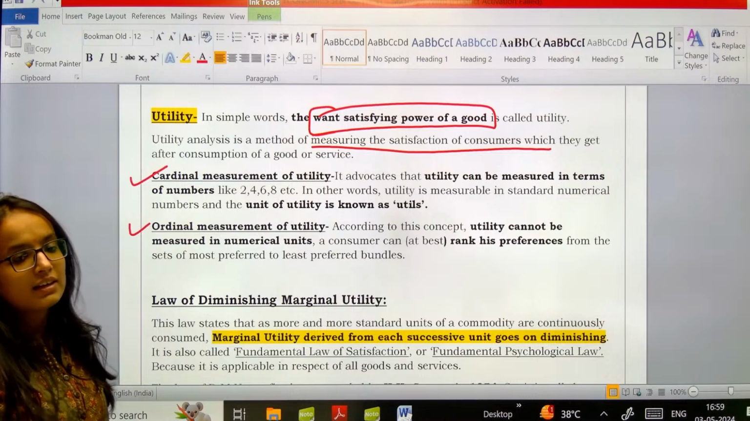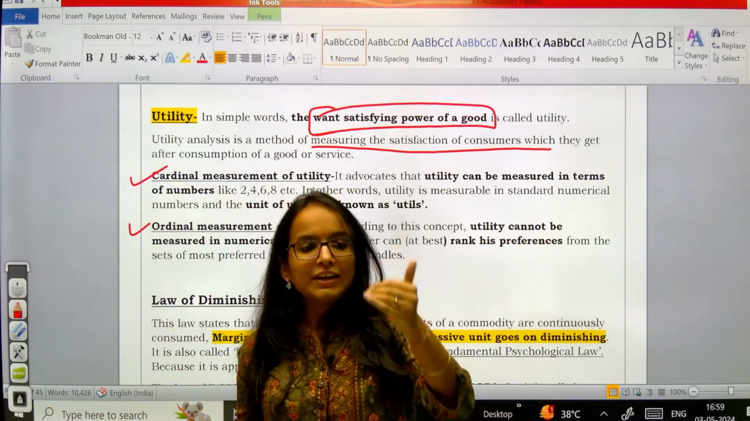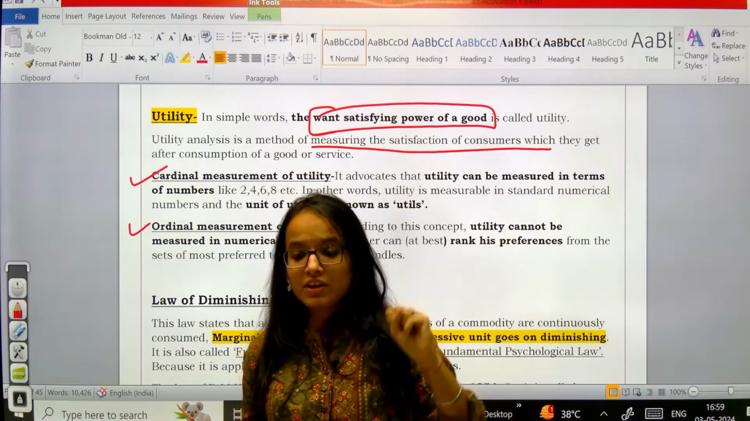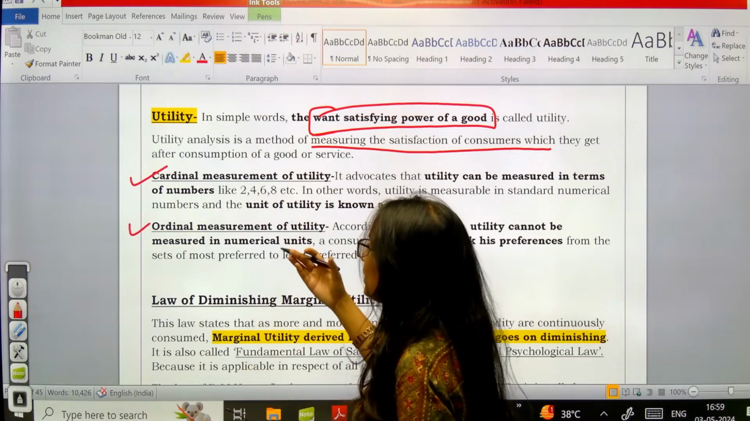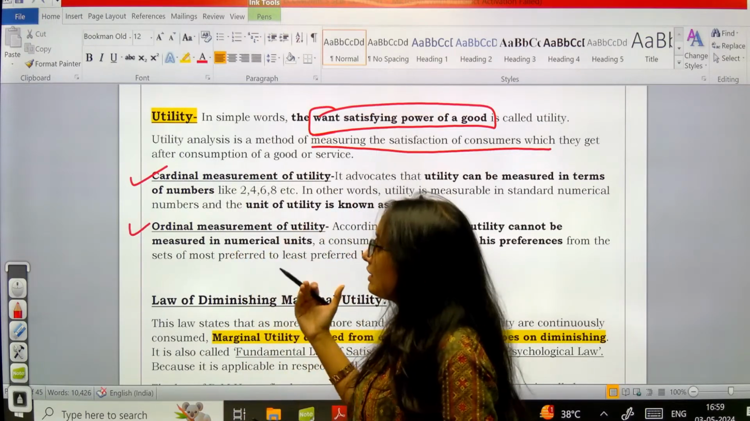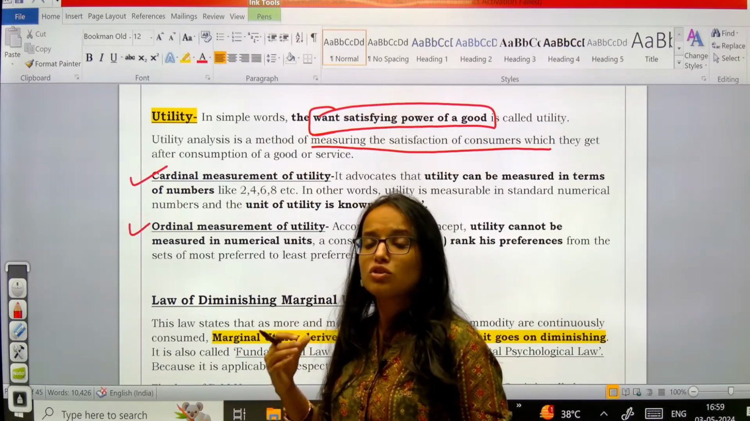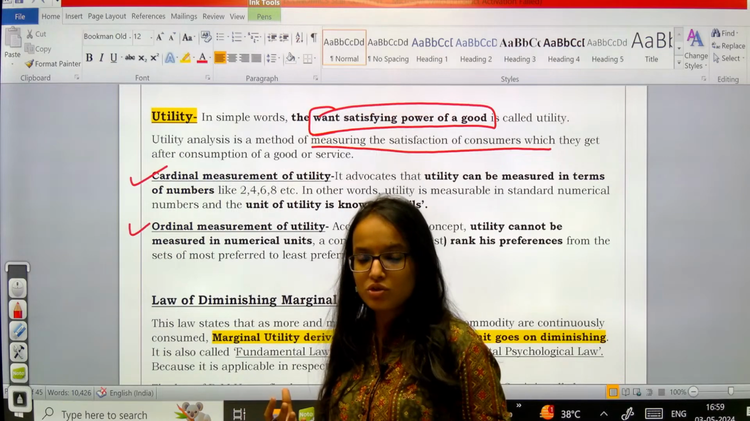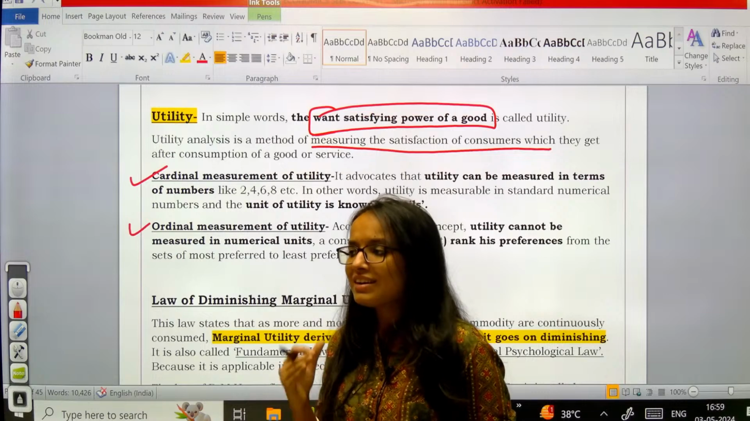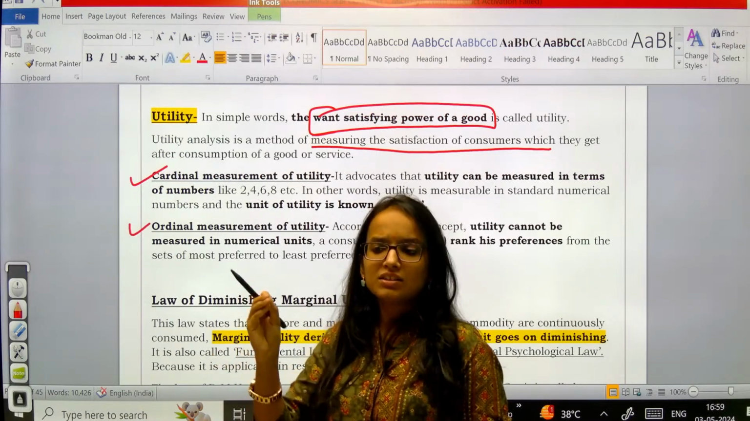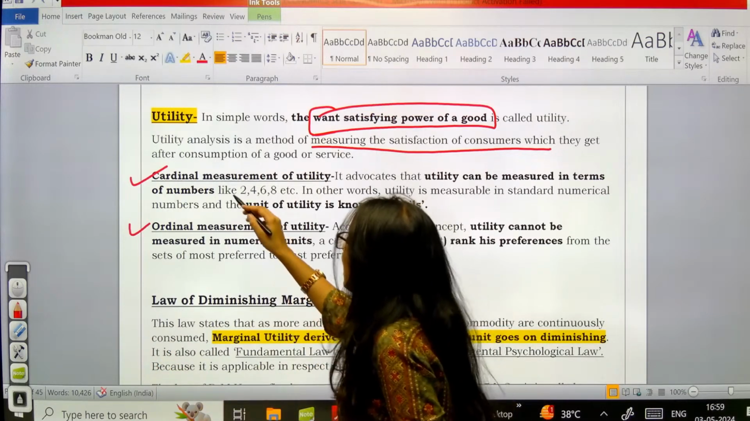As I told you, there are two types of utilities. The first set of ideas says that the utility or satisfaction you get from a good can be measured. That is cardinal utility or cardinal measurement of utility. Another set of economists say that utility is not practical to be expressed in numbers. You cannot express the satisfaction you get from consumption of a good in numbers, although you can rank them in preferences, that I get this much utility from this product and this much utility from that product.